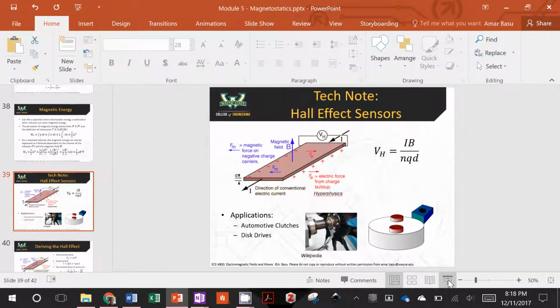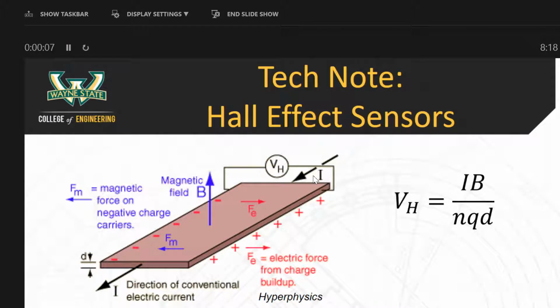All right. So the reason I wanted to include Hall effect sensors for this class is because it's one of those things that is used in a lot of sensors today. It's used in disk drives, in automotive clutches, and in digital compasses, the electronic compasses. And the reason I want to talk about it is because it's directly related to the Lorentz force. It actually is very much a Lorentz force type of problem.